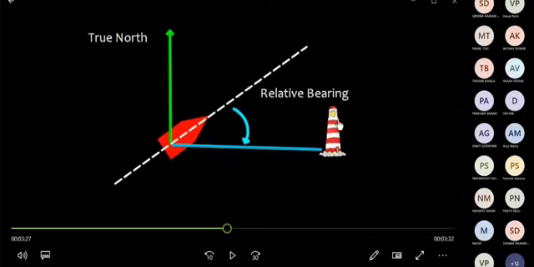Right beta, that's right. We measure it in the clockwise direction only. So even if it is on our port side, we measure it clockwise only. The angle in that case would be close to 340, 350, that way.